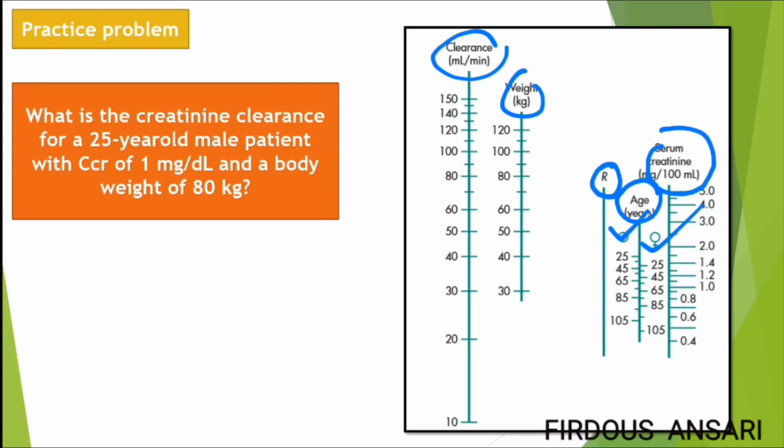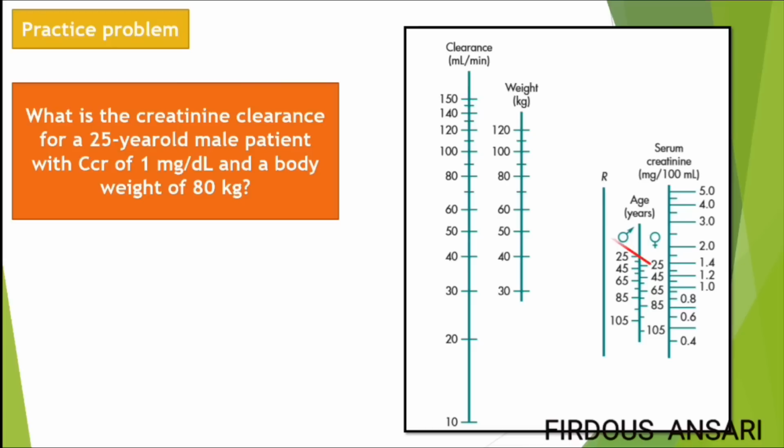How we need to use this nomogram is, first of all, we connect age with weight with the help of a ruler. For age, you can see we have got two options, whether it is male or female. Check the question: it is a 25-year-old male. So we need to check on the male scale and the age is 25. Next, what is the weight? Weight is 80 kg. So with the help of a ruler, you should start from 25 years male and 80 kg, and let the line intersect the line R.